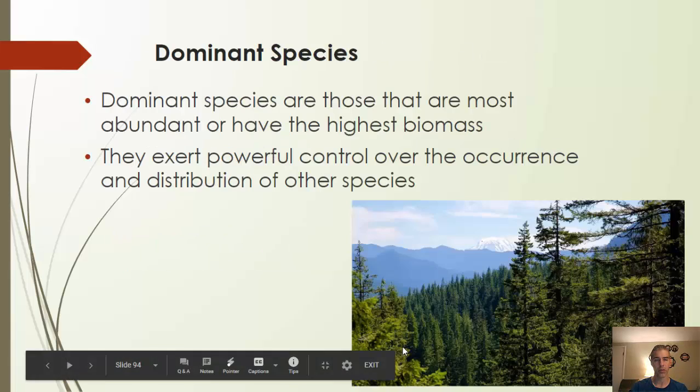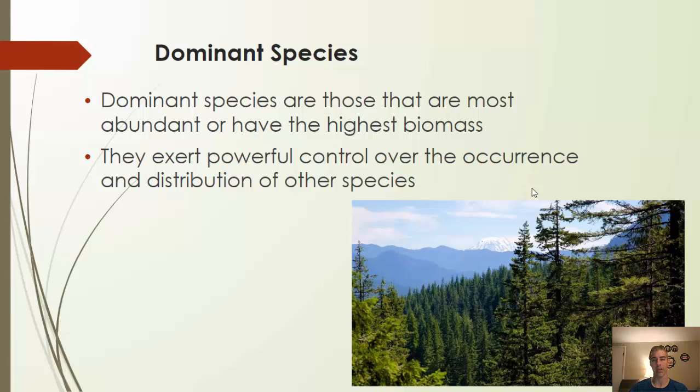that they play. The first one we're going to talk about is dominant species, which is what I just mentioned. They have tons of biomass, and because of that, they exert powerful control over the occurrence and distribution of other species in that area. They act as habitat. They act as food. They produce photosynthesis and oxygen and all these things. They're very important to that community as a whole due to their abundance.